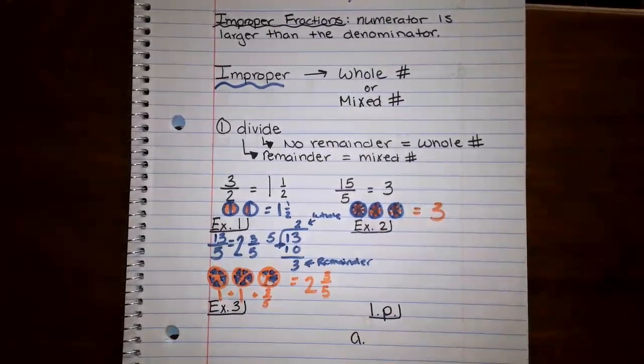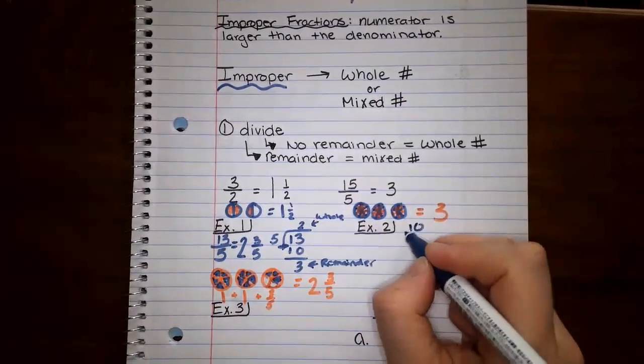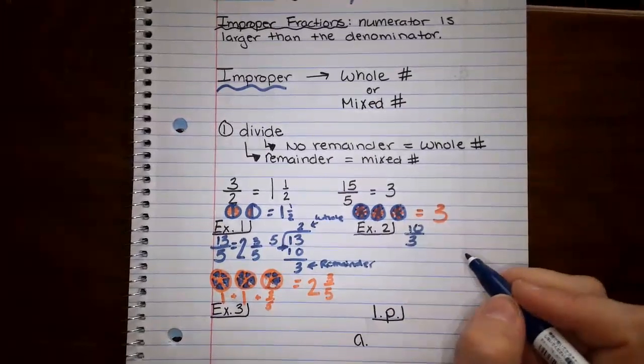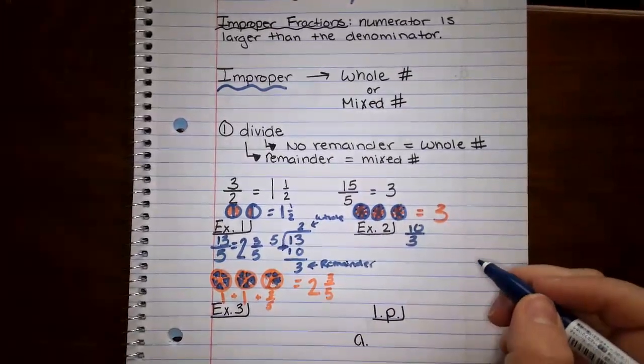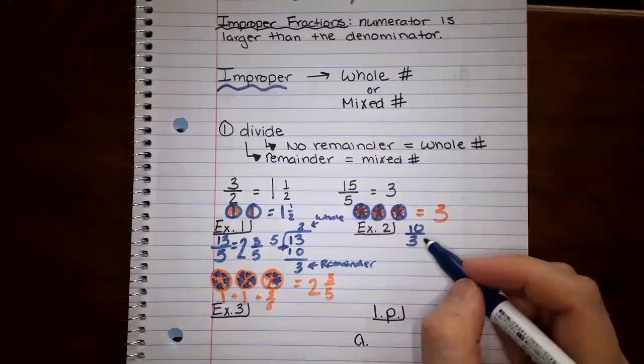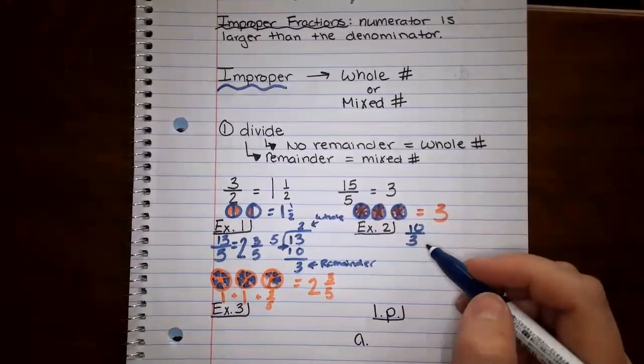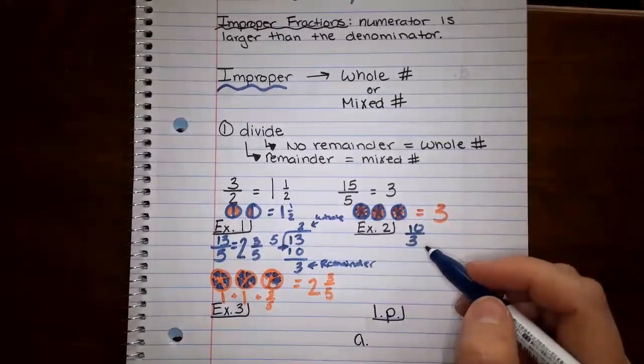It says we're going to take 10 thirds. So I have 10 thirds, and I need to change this into a mixed number. It told me right there. It says write 10 thirds as a mixed number. Then I need to draw pictures again to show that the improper fraction and mixed numbers are equal.